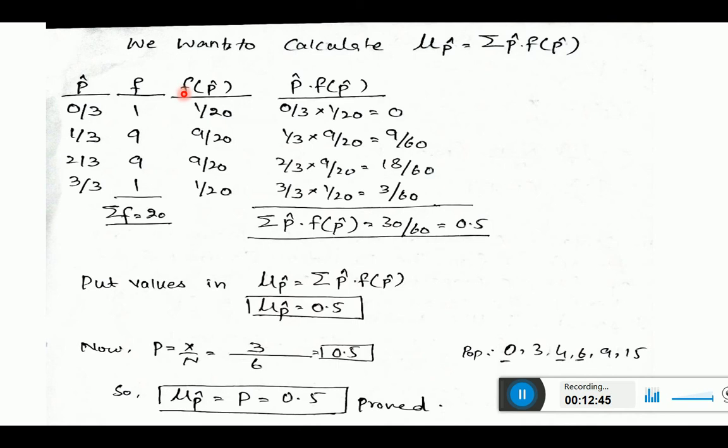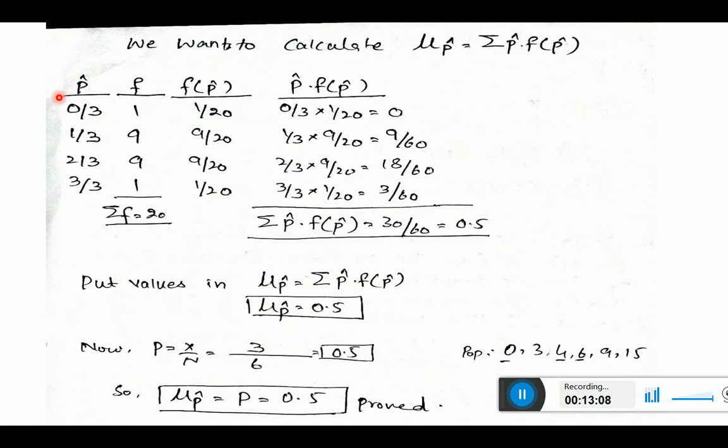I have made a column f of p cap. For each value, the number of frequency must be divided by the total. So 1 divided by 20. Then 9 divided by 20. Here it is 9 divided by 20. And the last, 1 divided by 20.